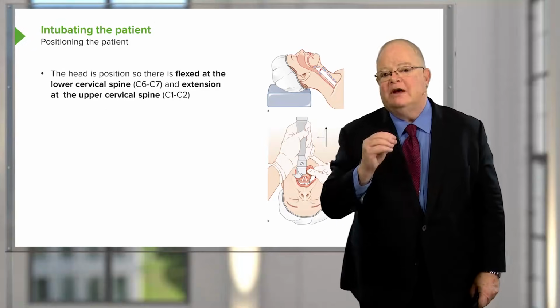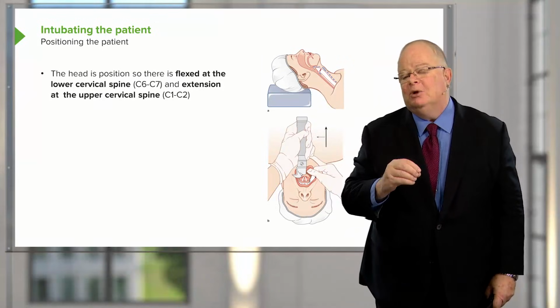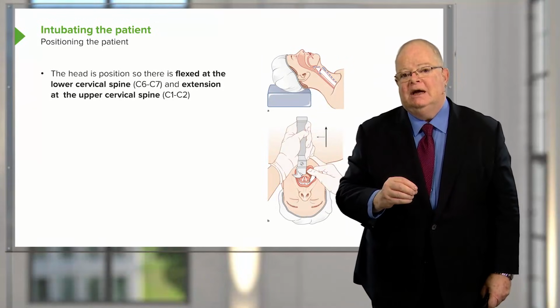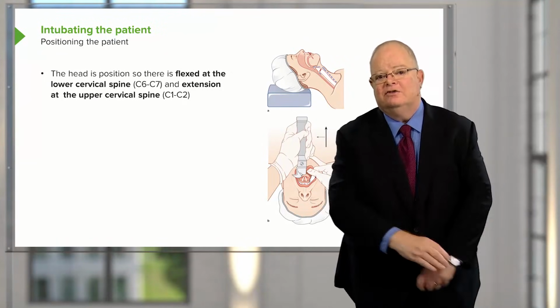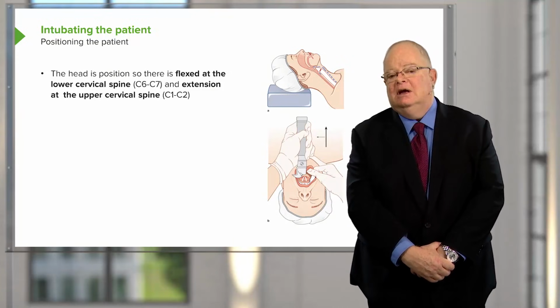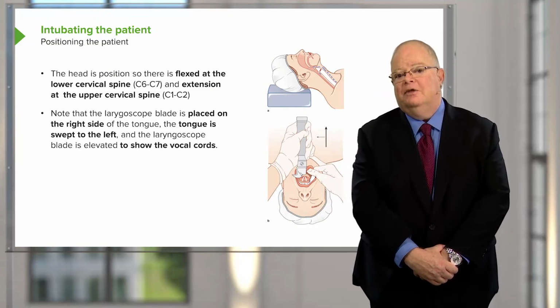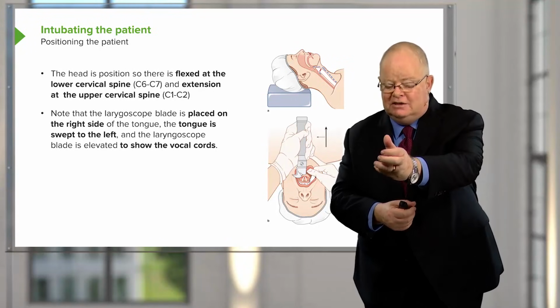You should always have something under the head. One of the fallacies of people who don't intubate frequently is that they throw the pillow across the room to get it out of the room, and then an anesthesiologist has to come in and put it back and intubate the patient. The laryngoscope is placed on the right side of the mouth, avoiding touching the teeth.